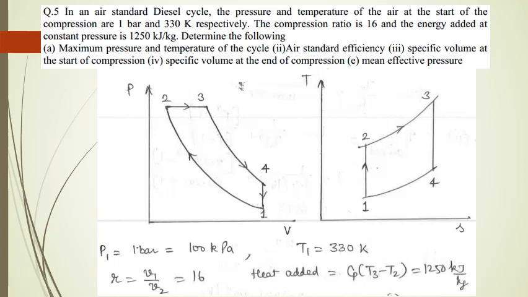Now P1 equals 1 bar, that is 100 kilopascal, T1 equals 330 Kelvin, and the compression ratio, which is V1 upon V2, is equal to 16. The heat added during constant pressure heat addition is equal to Cp into (T3 minus T2), and that is given as 1250 kilojoule per kg.